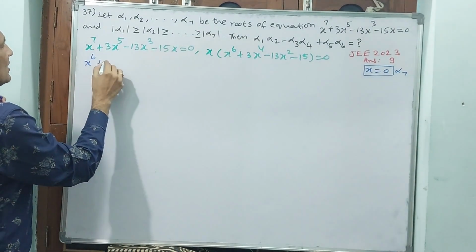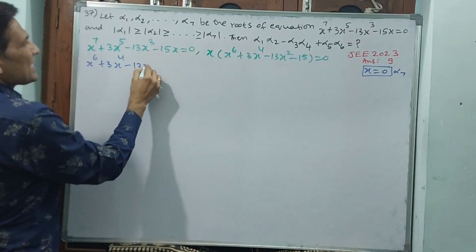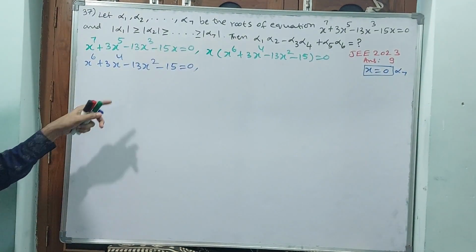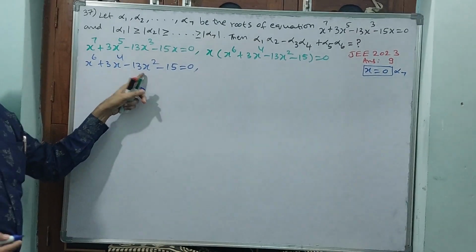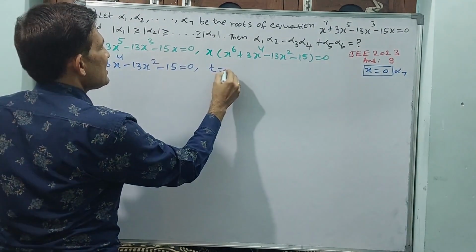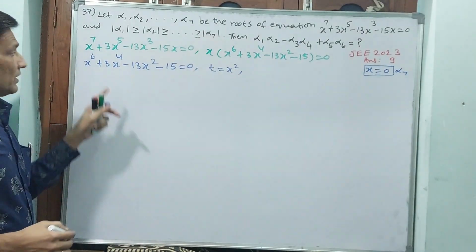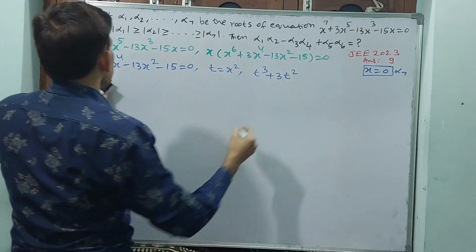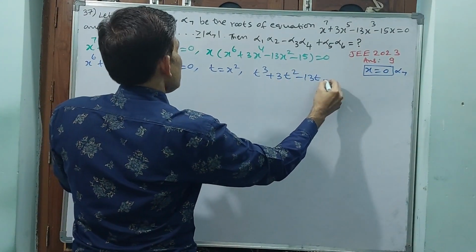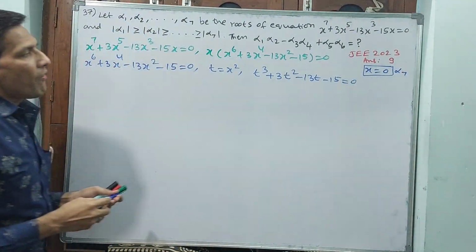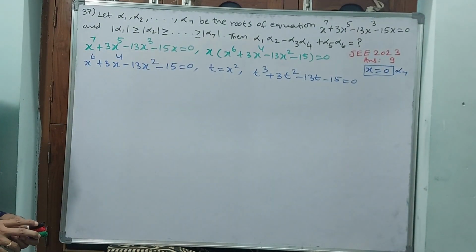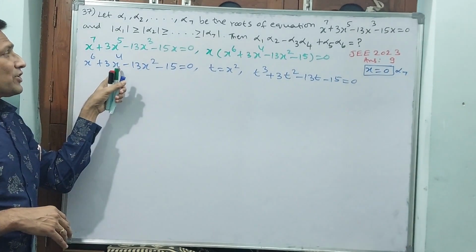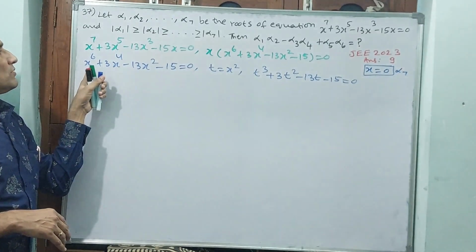But even though, we will solve this also. See how I am doing this. x to the power of 6 plus 3 into x to the power of 4 minus 13x square minus 15 equal to 0. Here, x square I am taking as t. Now let t is equal to x square. Then this is going to become t cube plus 3t square minus 13t minus 15 equal to 0. I have substituted x square as t. When x square is t, t square is equal to x to the power of 4, t cube is equal to x to the power of 6.